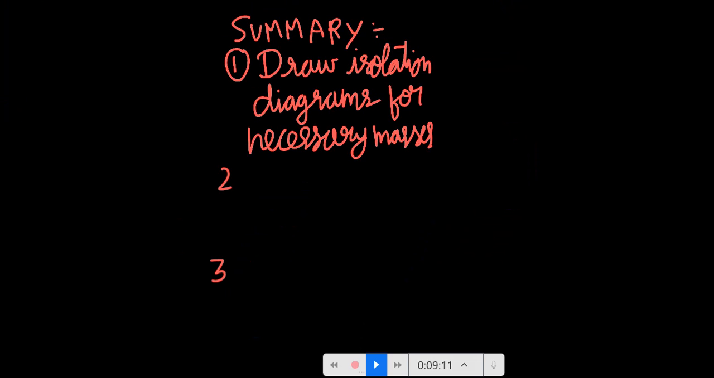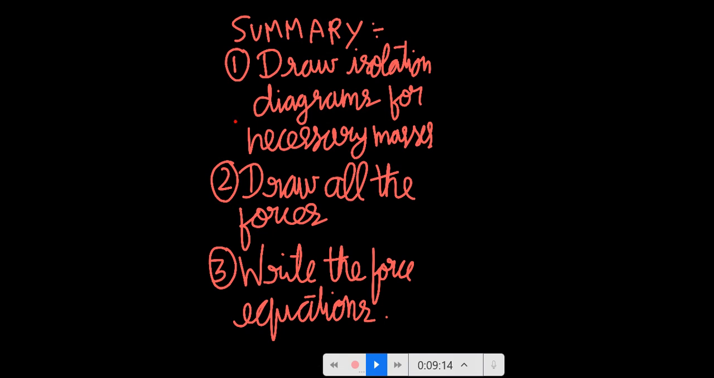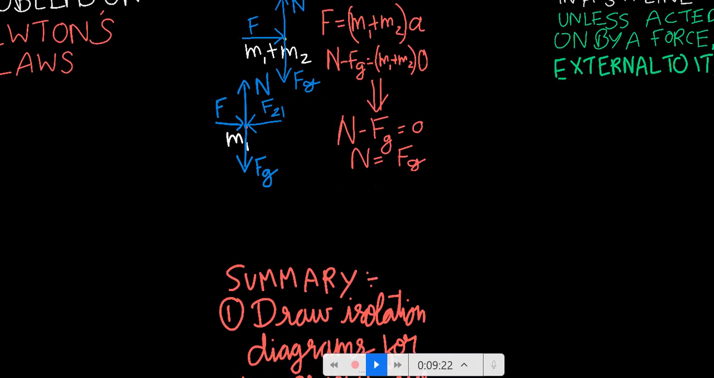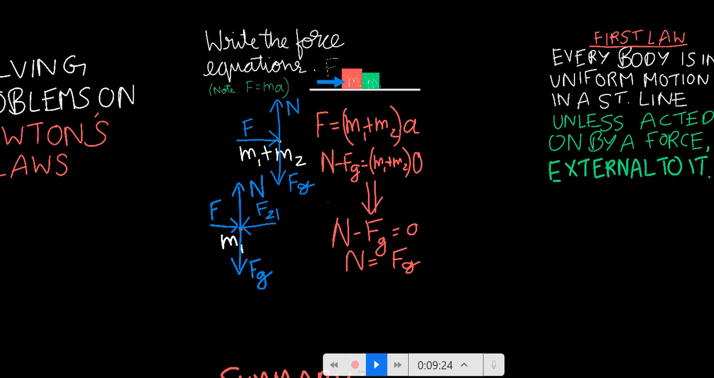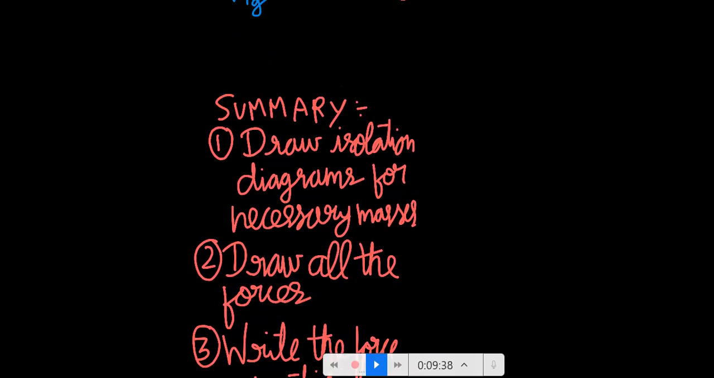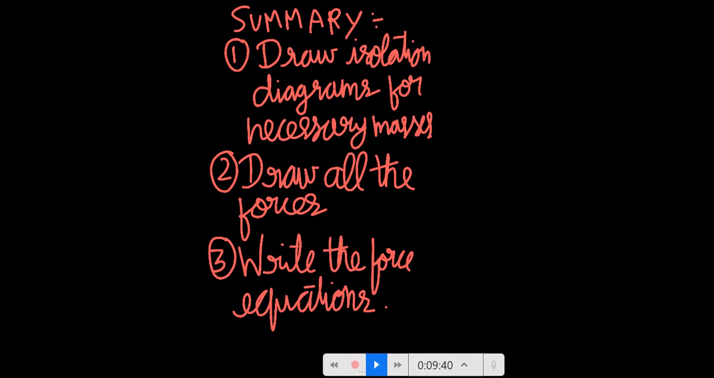So here you go. The first thing we did is draw isolation diagrams for necessary masses, by which I mean when they asked for the entire system, we drew one point that represented both the masses here, that is m1 plus m2. But when the question was to answer only for mass m1, we drew just one point and drew the isolation diagram for that. So draw the isolation diagram for the necessary masses.